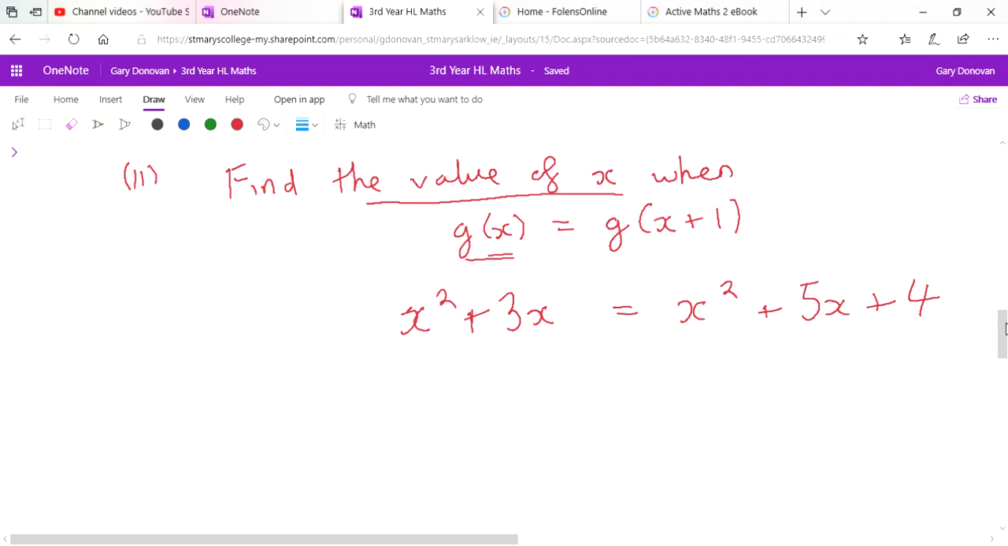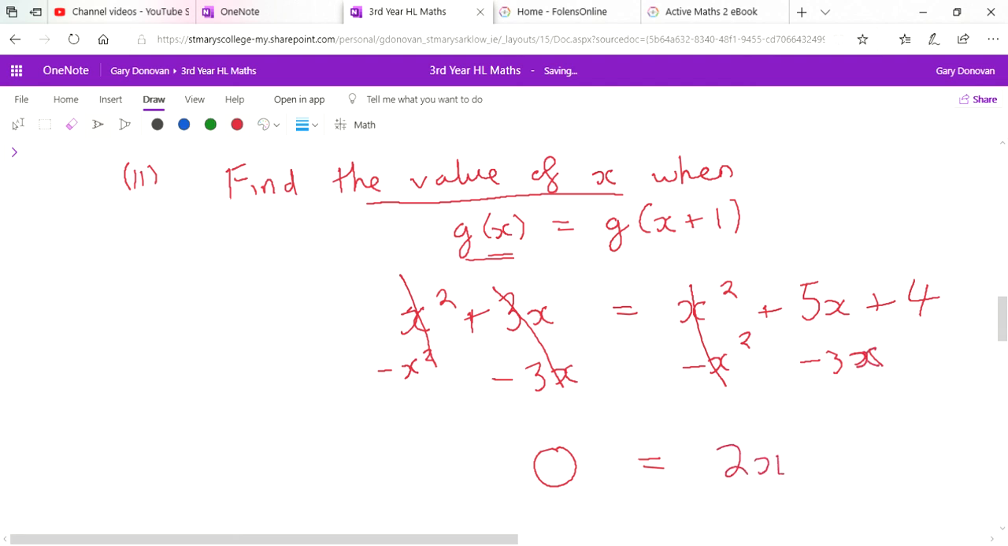So I'm actually going to bring everything over to the right. I'm going to take away x squared from this side, which means I have to take away x squared from this side. That means they cancel here and they'll cancel here. I'm going to take 3x away from this side, 3x away from this side. They cancel here. So on the left hand side I have 0 left. On the right hand side I have 5x minus 3x, which is 2x plus 4.